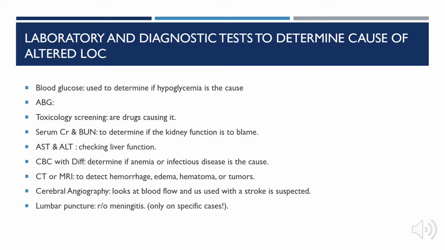Liver, again, the same thing. And we want to make sure the patient doesn't have anemia or an infection. Again, all of these things can cause altered level of consciousness. A CT or MRI are done on the brain to make sure that there are no hemorrhages, to check for edema, hematomas, or even tumors. Cerebral angiography looks at the blood flow, and this is mostly used when there's a stroke to make sure there's still blood flow to an area.